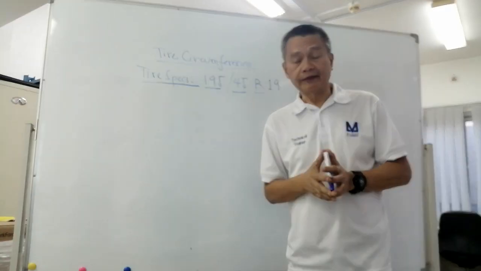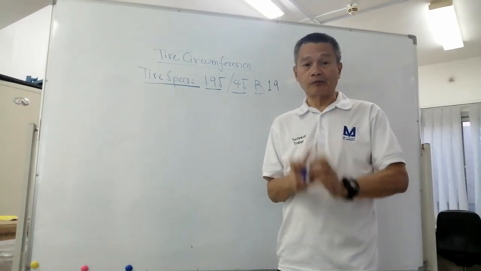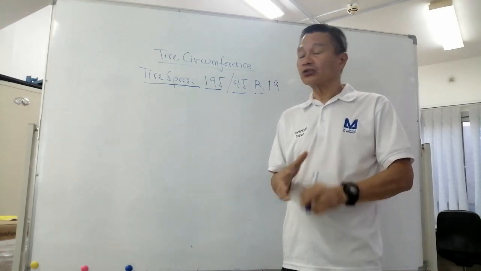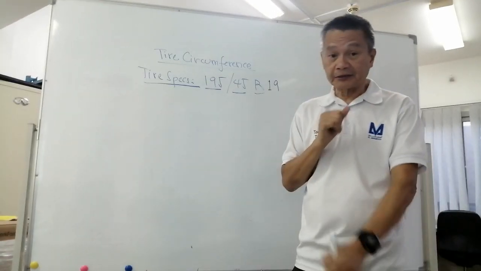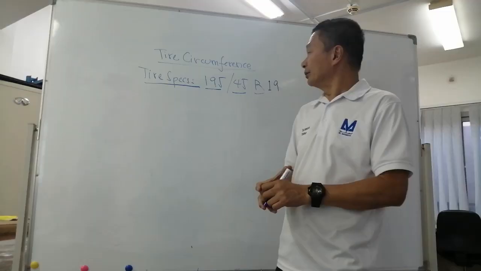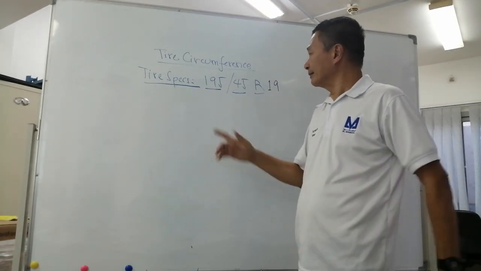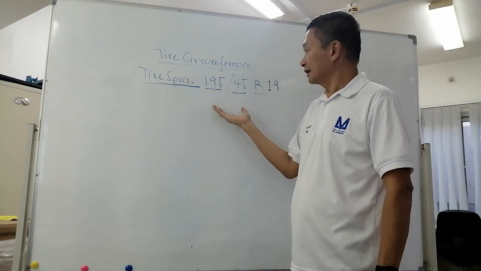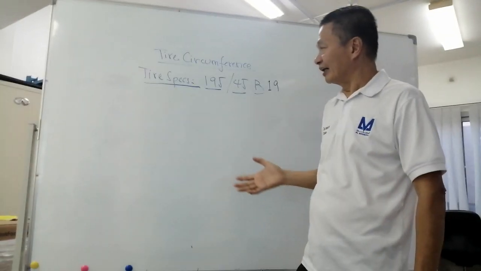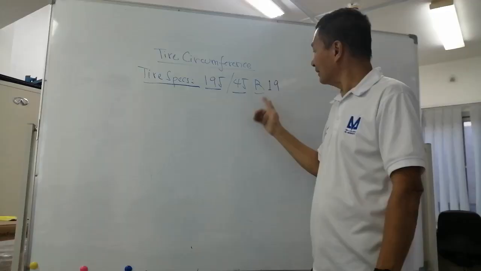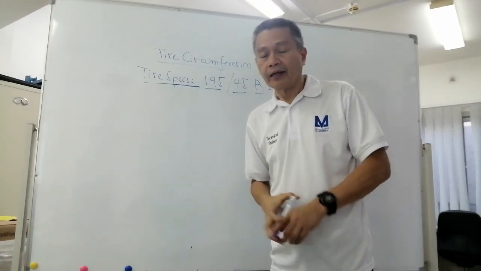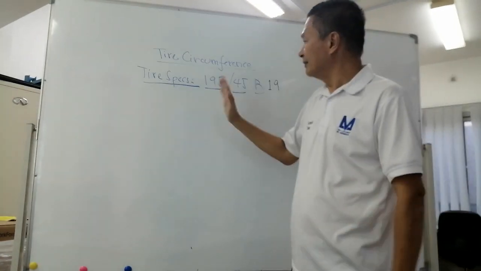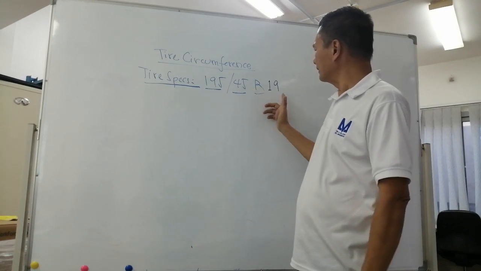Today's video, I would like to share how we can get the tire circumference based on the tire specs. Normally, for the tire specs, we have this example: 195/45 R19. I will explain to you what is the meaning of 195, 45, R19.